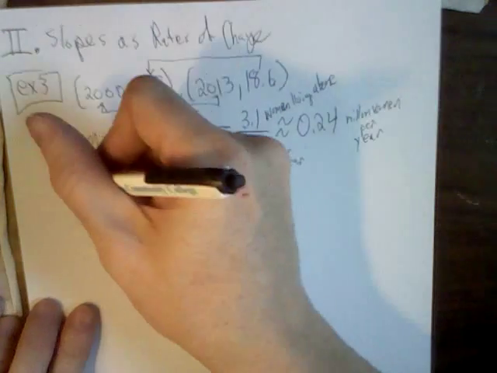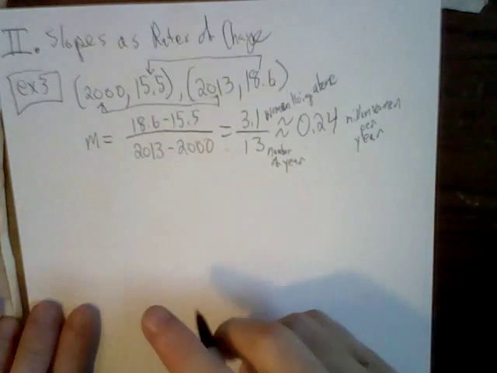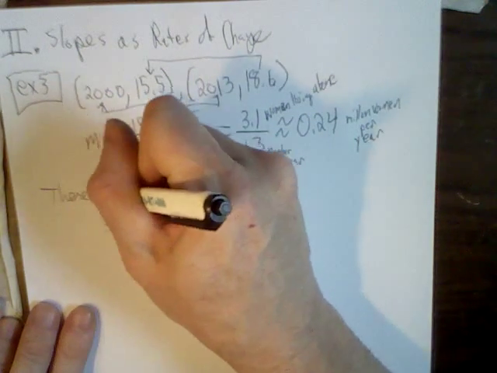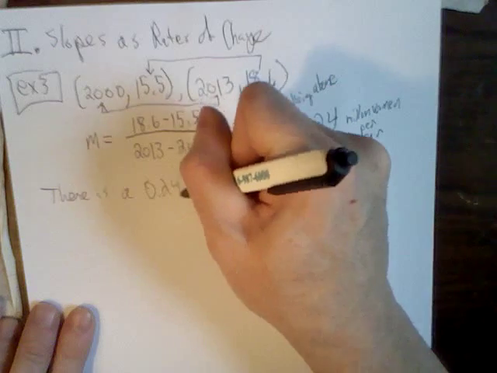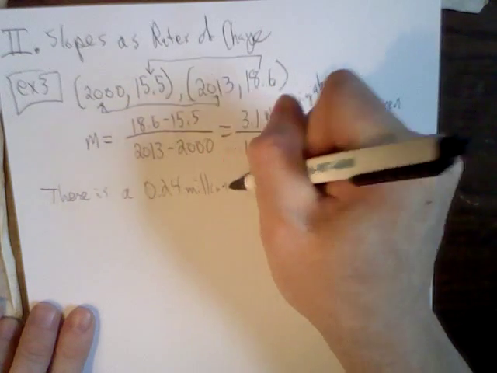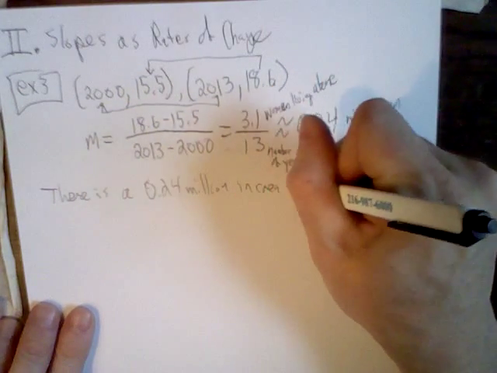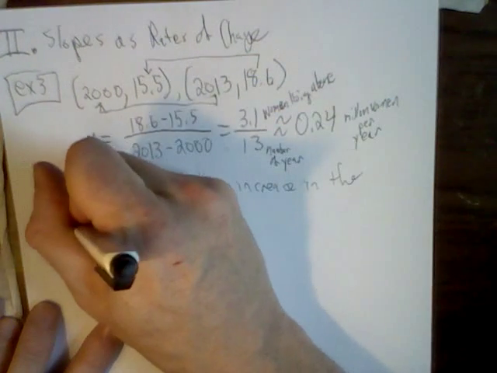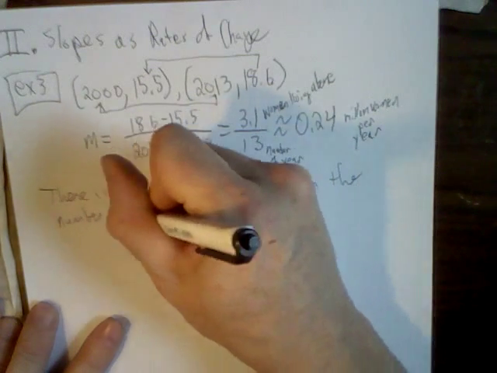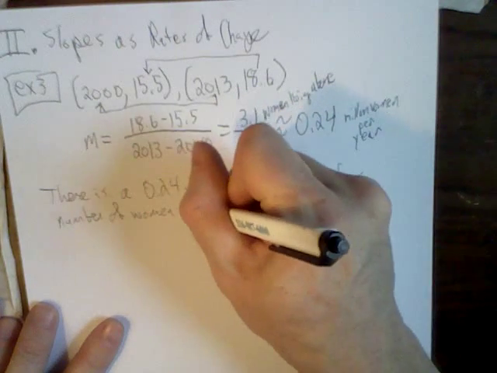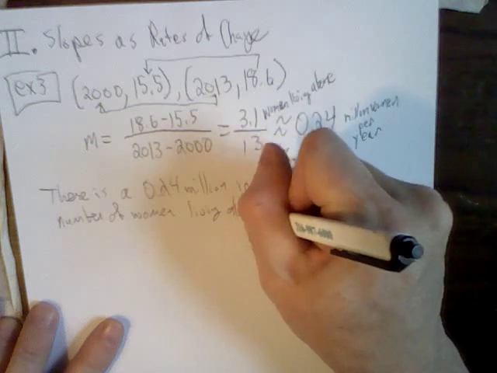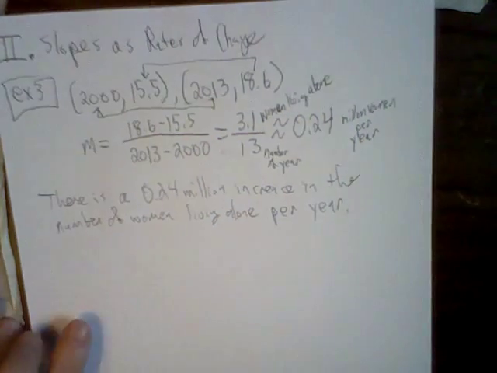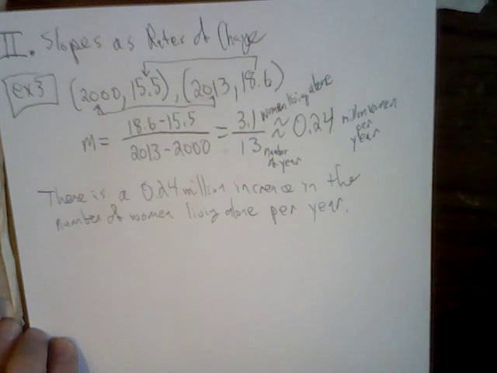So the book will probably want you to write it out. You want to be able to interpret these. So we'll say there is a 0.24 million increase in the number of women living alone per year. Okay.